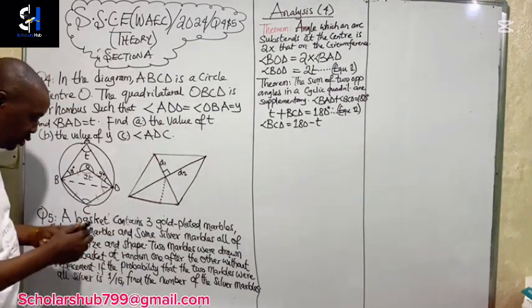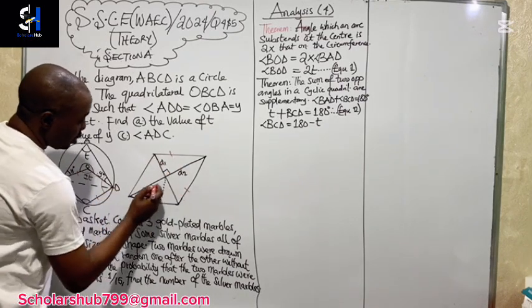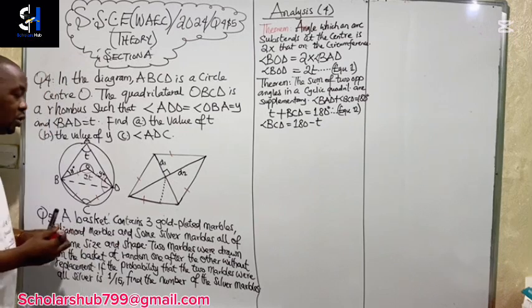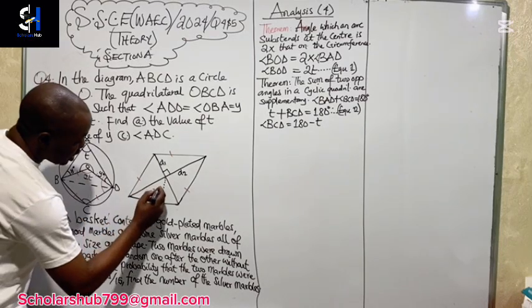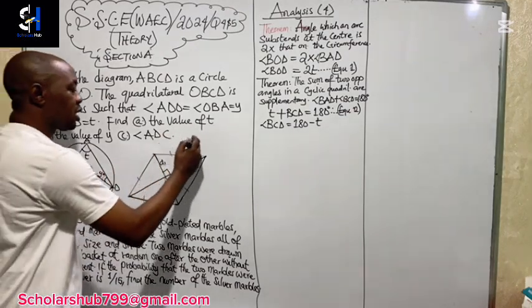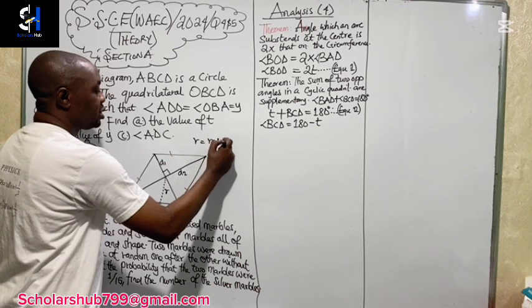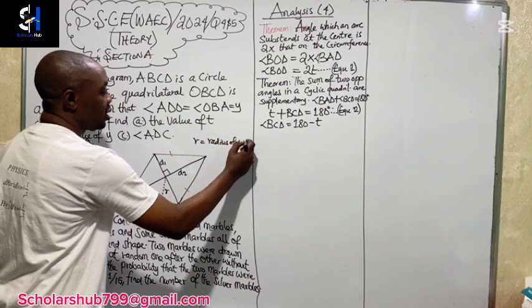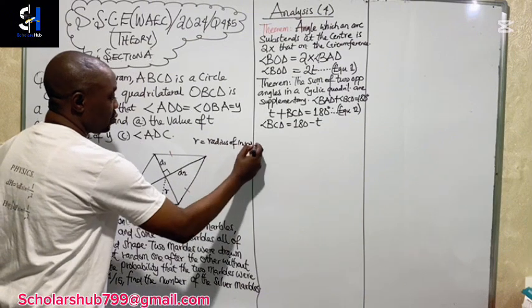Now from the point of intersection to one of the adjacent sides of the rhombus. This is a rhombus, so all four sides are equal. We usually represent this side with the letter R, which represents the radius of the inscribed circle.